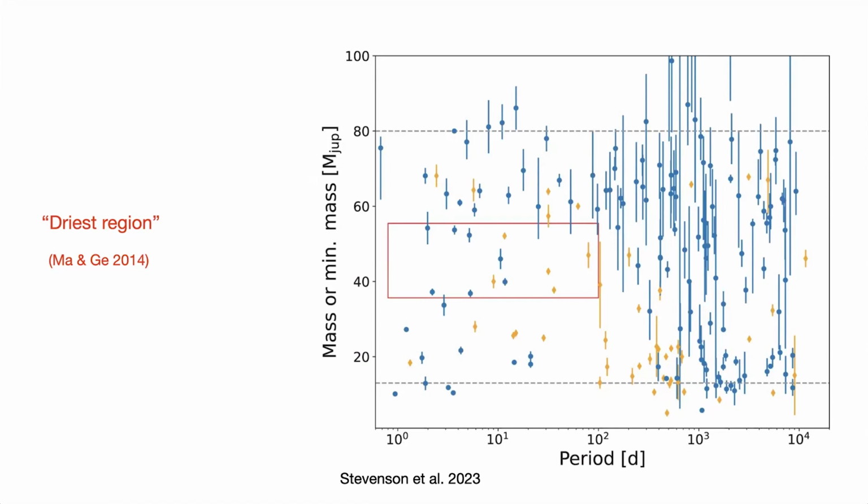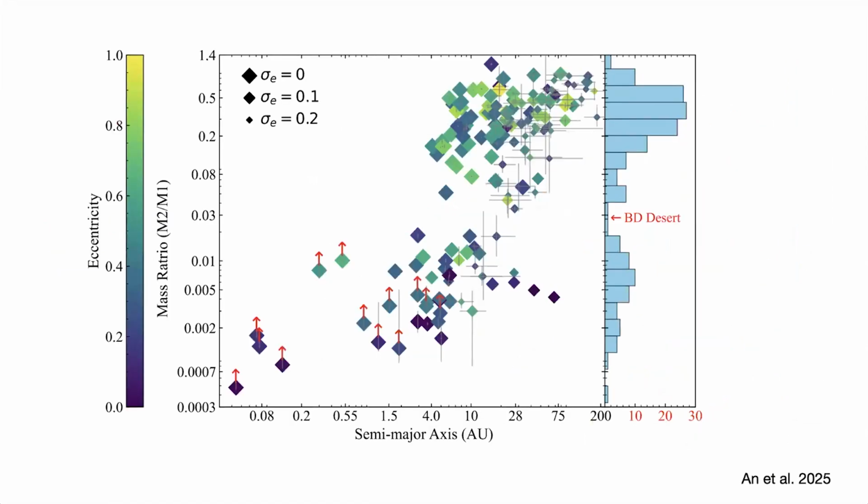This is from Gaia, looking at the brown dwarf desert. This is 100 days. This is the driest region of the desert, so between like 40 and 60 Jupiter masses within 100 days. Out here, that doesn't actually look super deserty. That said, this has a lot of selection effects in it.